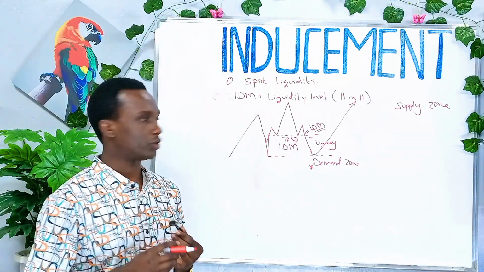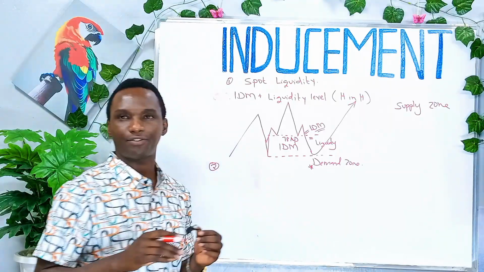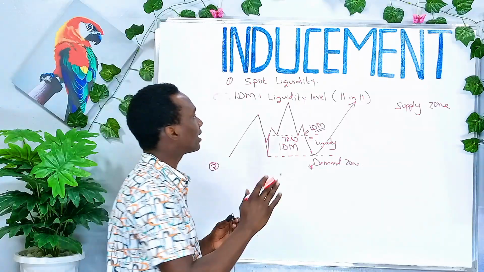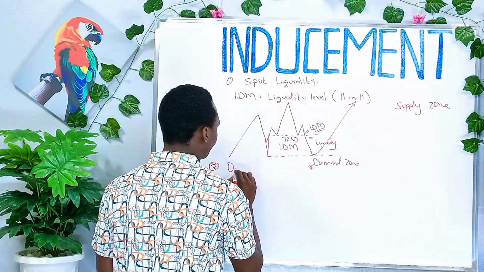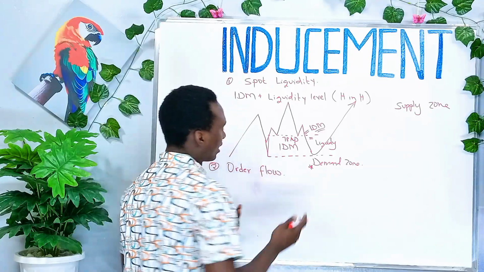Okay, good. So the second way to identify potential inducement level in the market is what we call the order flow. Okay, you may look at the order flow. What is an order flow?